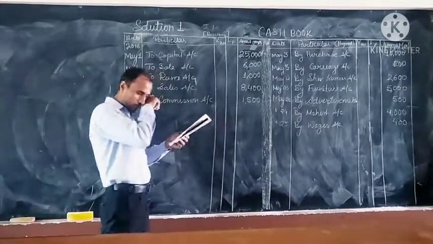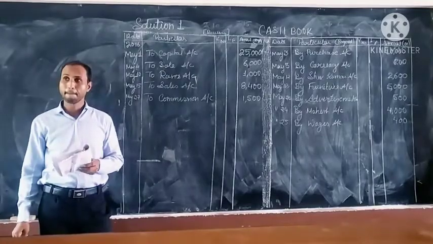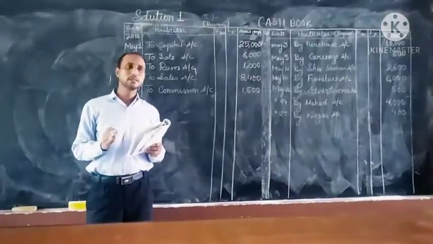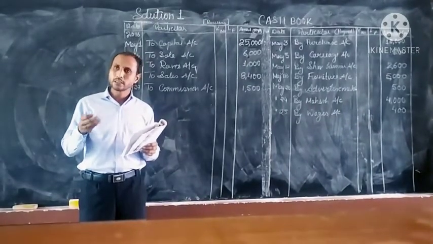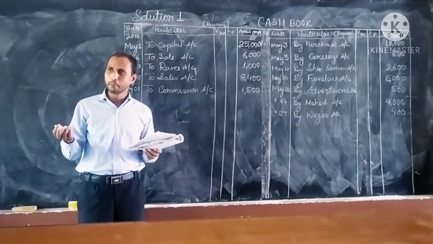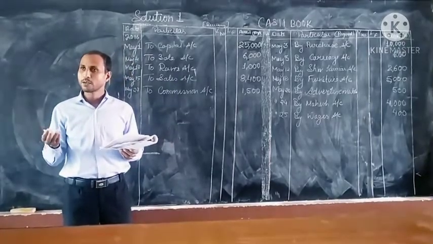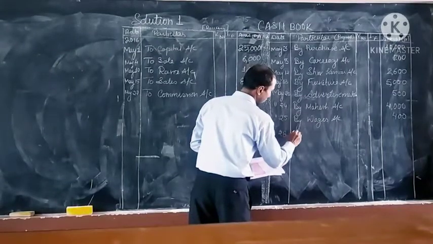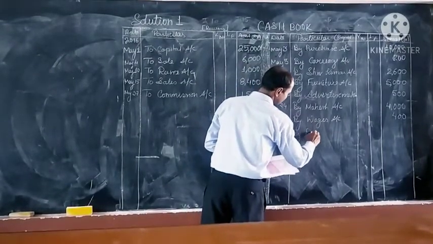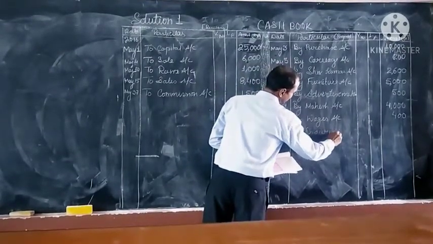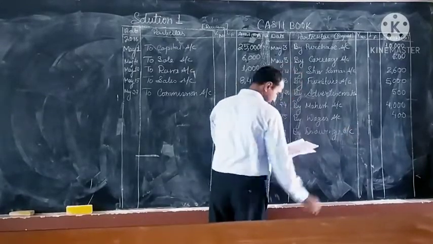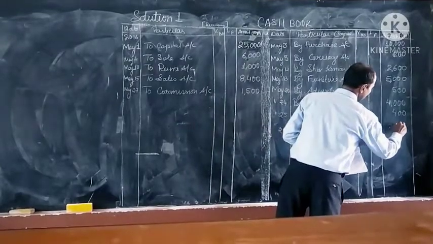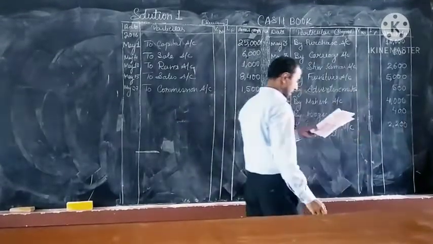Then withdrawal for personal use. Drawings. Withdrawal for personal use means drawings, which means cash is going out of the business. So here we will write the 28th date, by drawings, drawings account. How much has he taken? 2,200. So it will be 2,200.